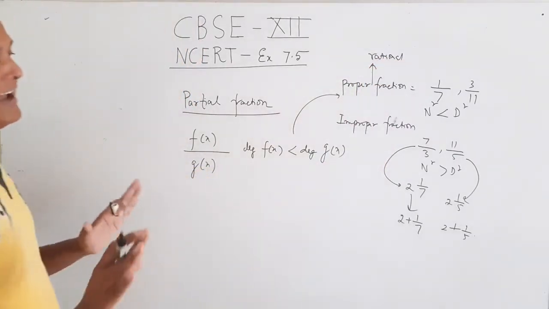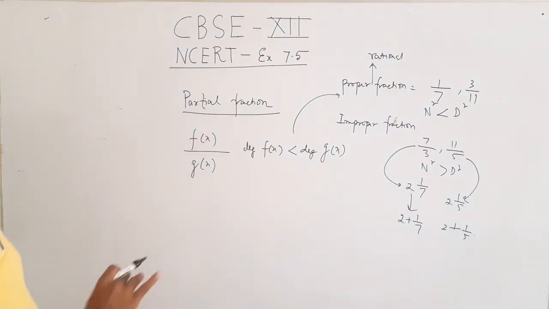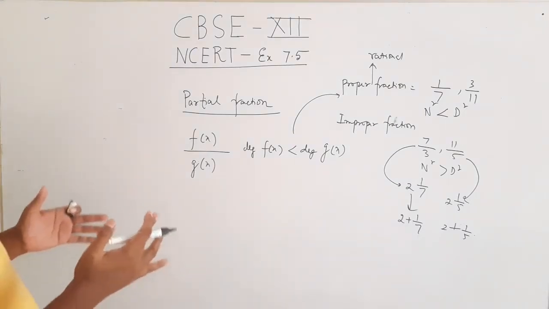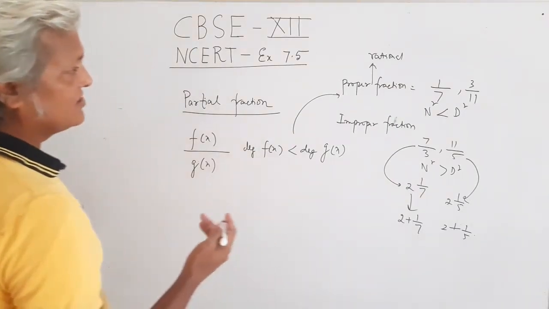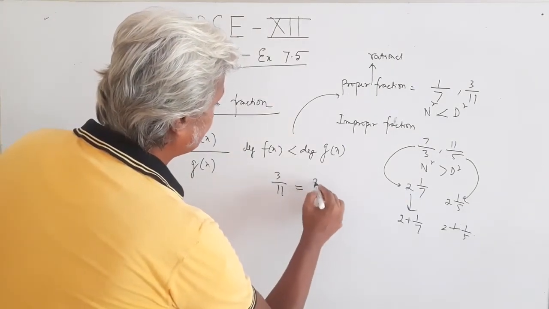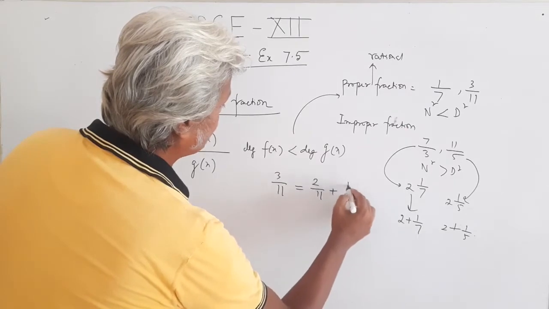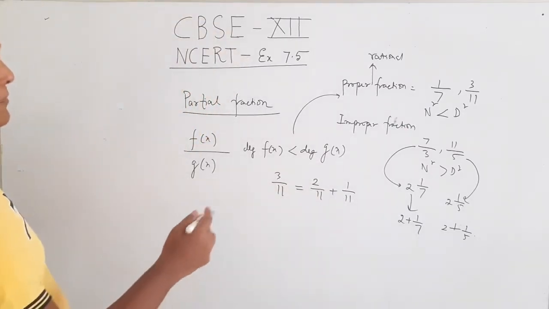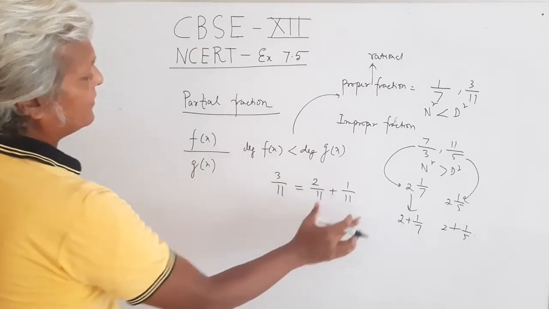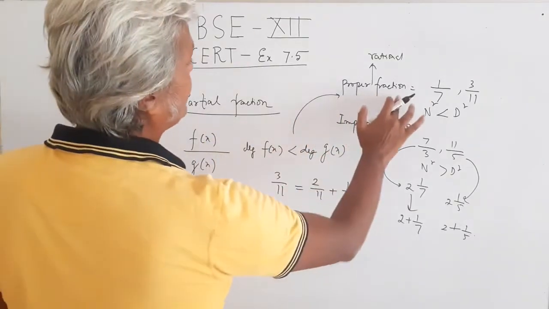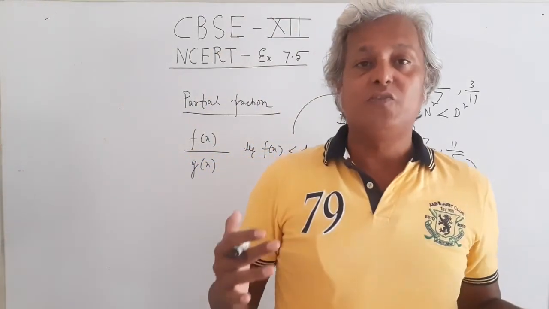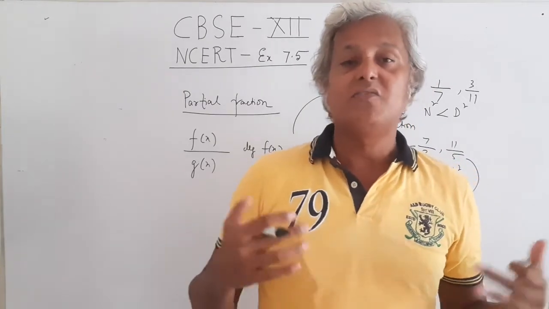And now the final secret information: a proper fraction can be represented as a sum or difference of two more proper fractions, like 3 by 11 can be written as 2 by 11 plus 1 by 11. So a proper fraction can be represented in terms of two proper fractions. In the same way a proper rational expression can be expressed as a sum or difference of two or more proper rational fractions.